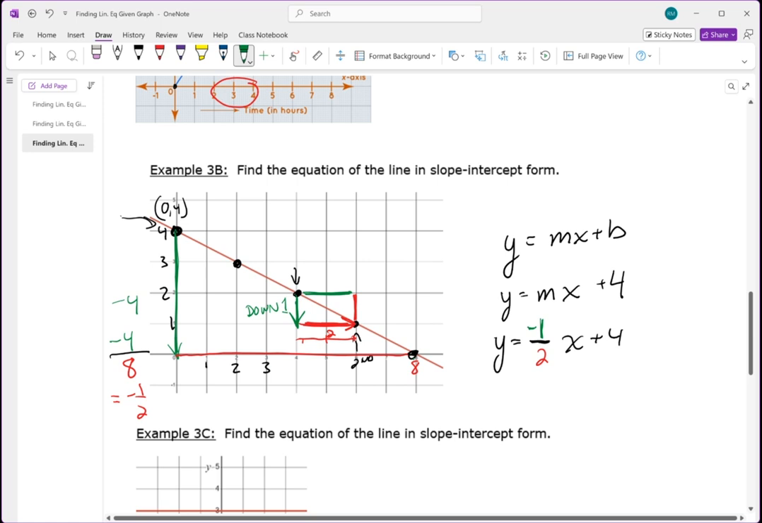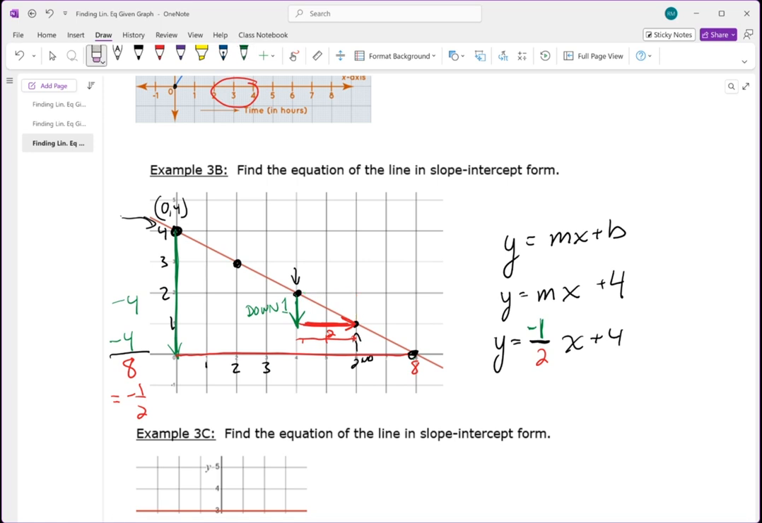Just to point out, oh gosh, I drew the wrong colors. If I considered this 1 point, I could think of it as going from this point, which would be up 1, but then to the left 2. So that slope would be up 1, so it'd be +1, but to the left would be negative. That's still going to give me my slope of -1/2.